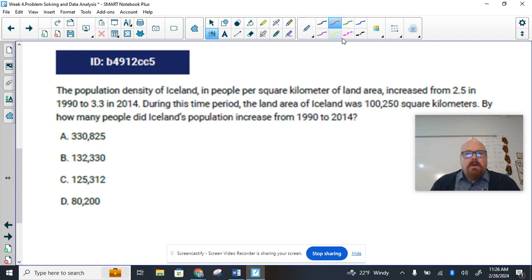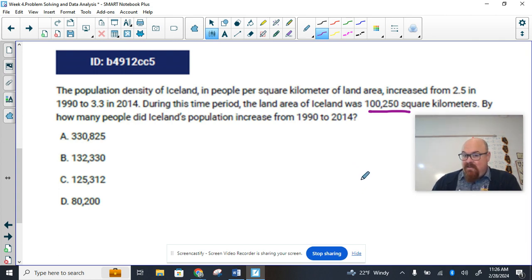All right. So we have here the population density of Iceland in people per square kilometer of land area increased from 2.5 in 1990 to 3.3 in 2014. It doesn't say what kind of increase that is. It doesn't say if it's linear or exponential or whatever it could be. But it says during this time period, the land area of Iceland was 100,250 square kilometers.